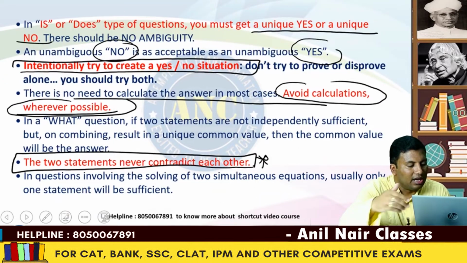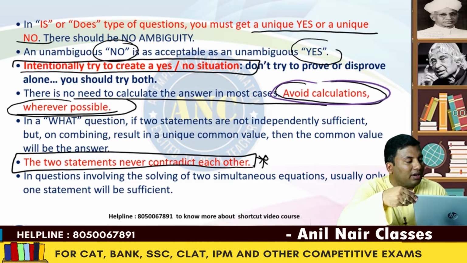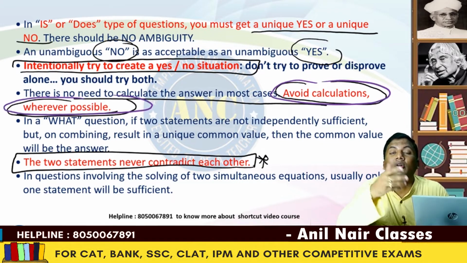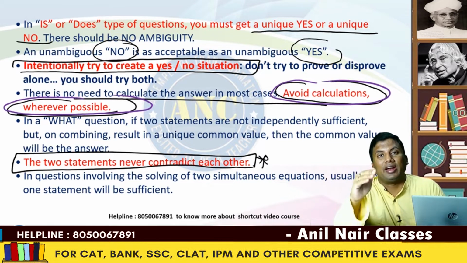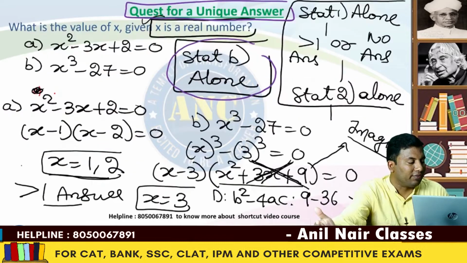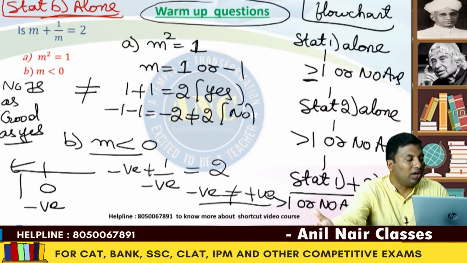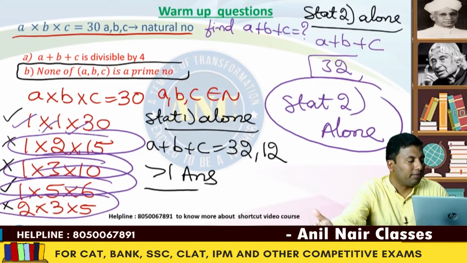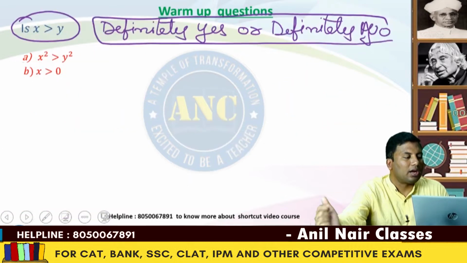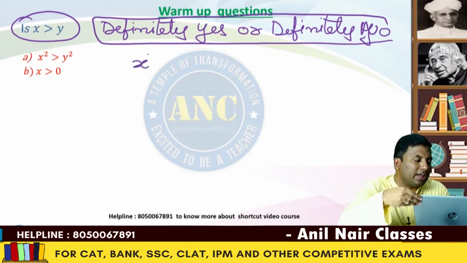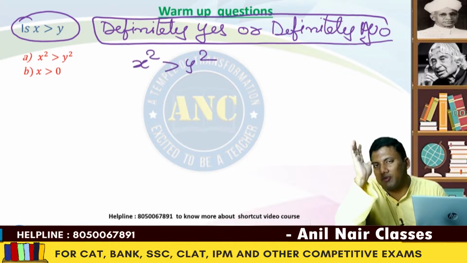Now see here. Avoid calculations whenever possible. No need to find out the values of x and y. Find the correlation between x and y. Statement 1 is telling x square is greater than y square.